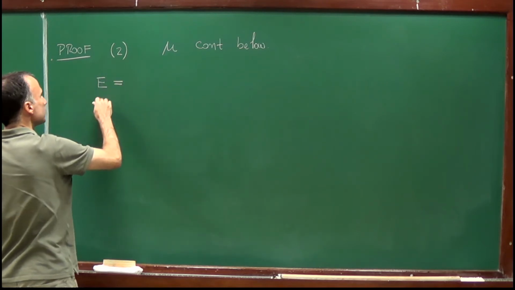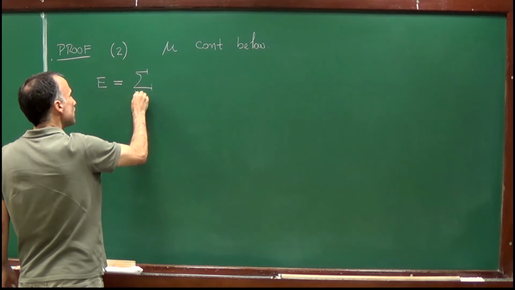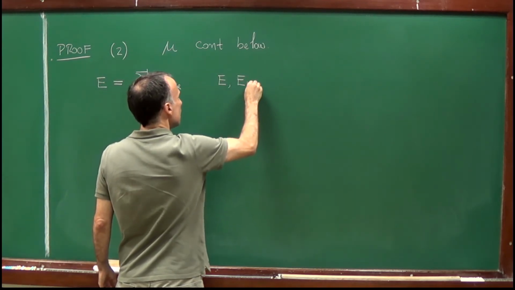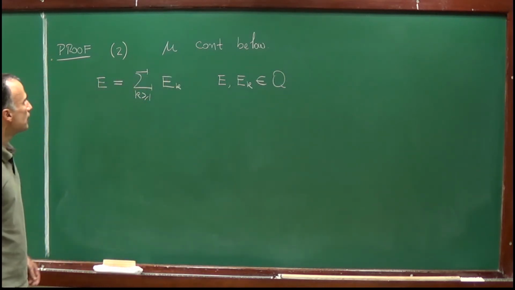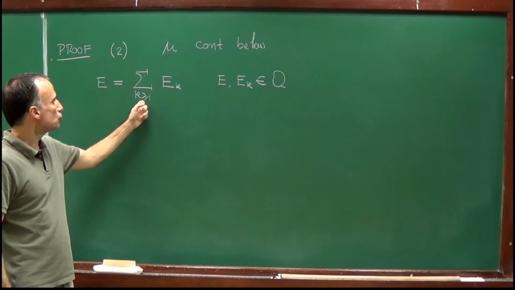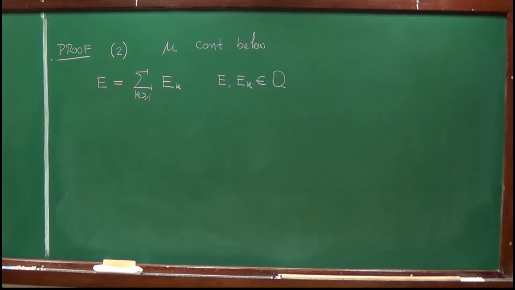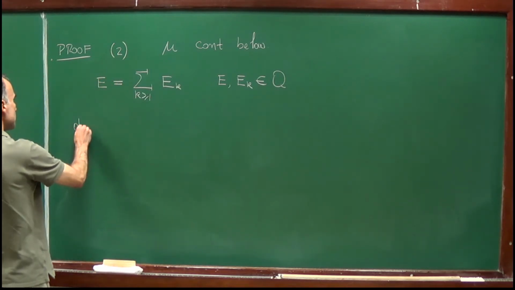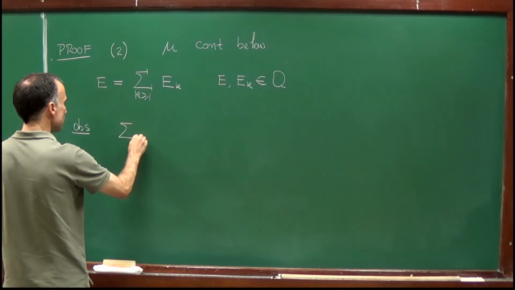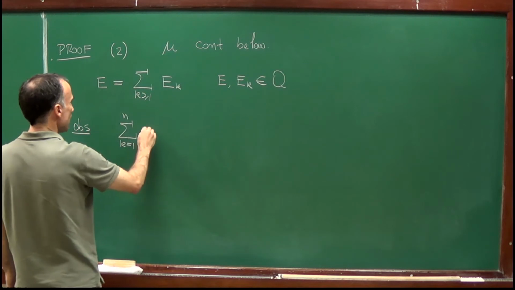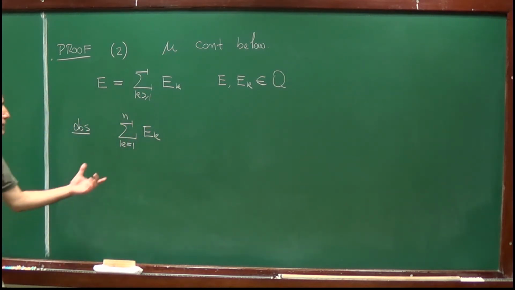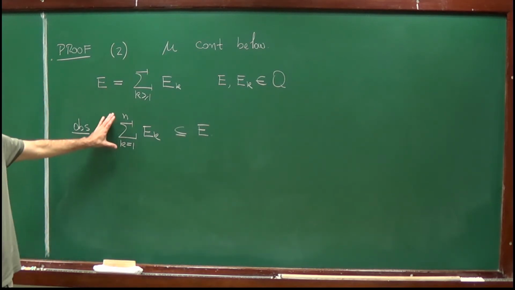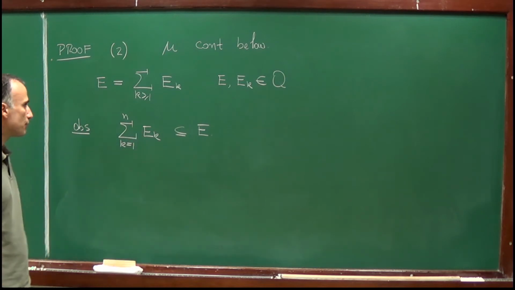So I take a set E, which can be written as a countable union of disjoint sets. So E and EK are all elements of the algebra. And I want to show that mu of E is equal to the sum of mu of EK. Well, we have to use the continuity. So first observation is that if I stop the union at some finite n, this set is contained in E because the total union is equal to E. So this inclusion is obvious.